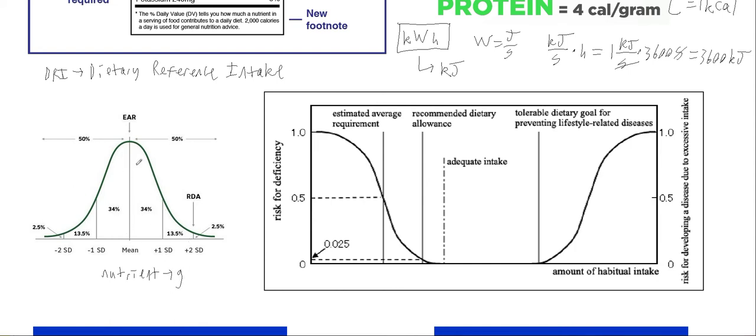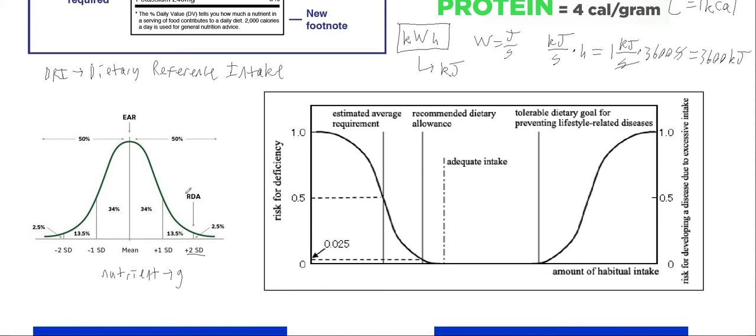So if a population is getting a certain amount of nutrient in grams, then this is saying that at this amount of the nutrient, 50% of the population will be getting enough of that nutrient, and 50% will not be getting enough. And so that's what the estimated average requirement is: the level at which 50% is getting enough of the nutrient and 50% is not getting enough. And so then from there we increase by 2 standard deviations here, and that's what gives us our RDA, which is the recommended dietary allowance.